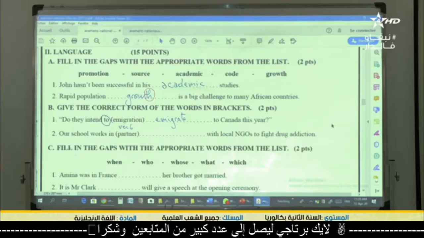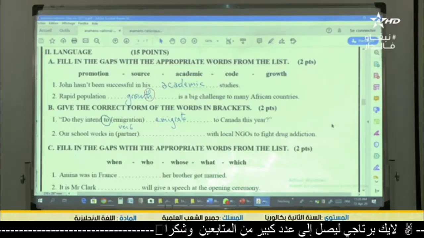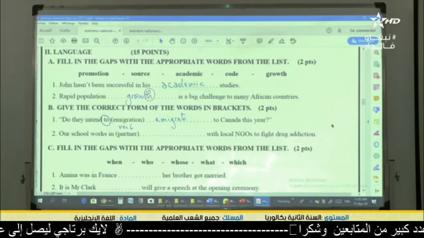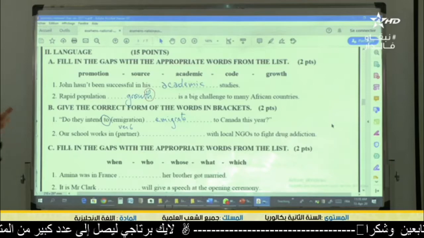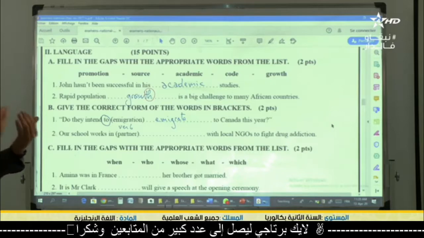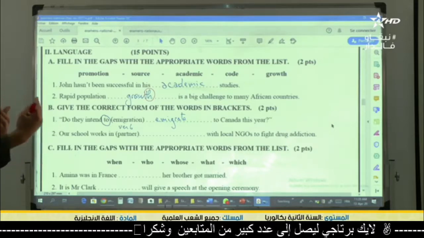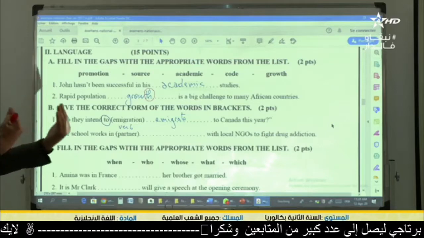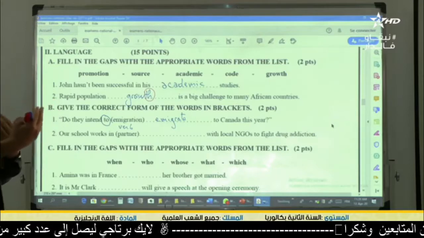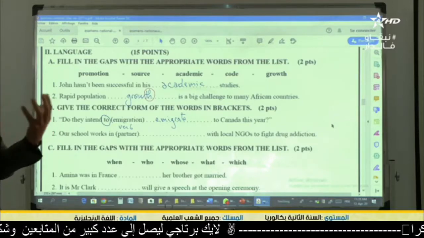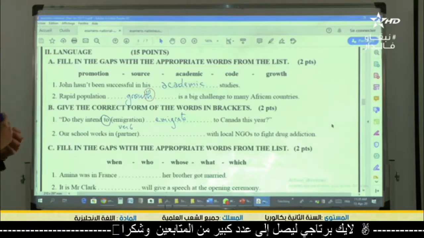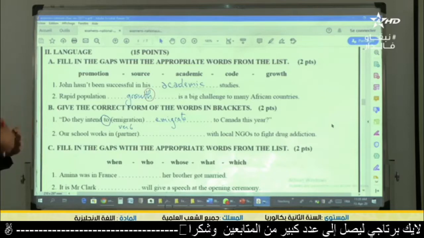Our school works in partner with local NGOs to fight drug addiction. Our school is working in partner. Partner is somebody who's working with you, somebody who is with you at work. In sports, we have partners, mates, they can be friends, colleagues, co-workers. So our school works in partner with local NGOs.